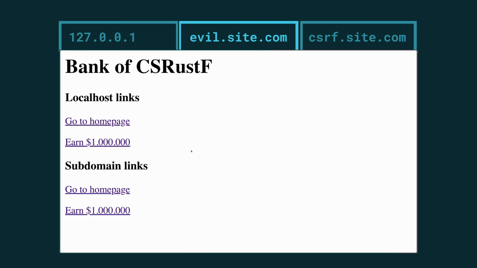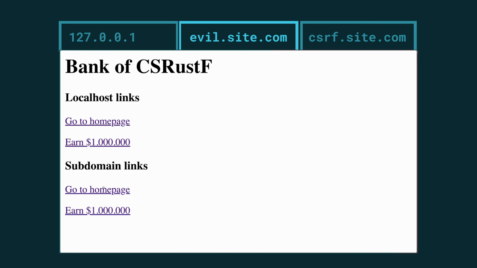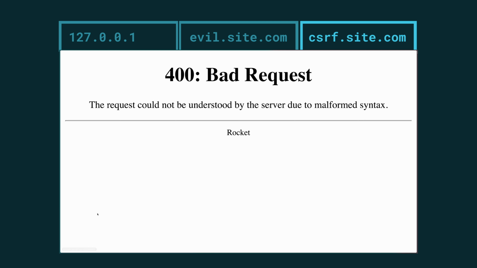And if we now go to our evil.website.com, you can see that if we click on go to homepage, our cookie is being stored properly. But then if we click on the earn 1 million scam button, we get a bad request. So as you can see, it is pretty straightforward to implement a protection mechanism with these Sec-Fetch metadata headers.